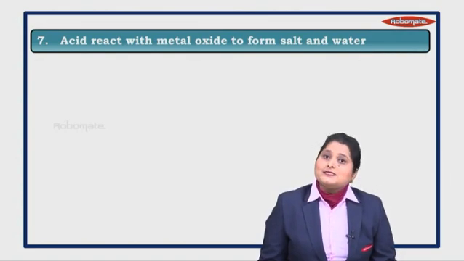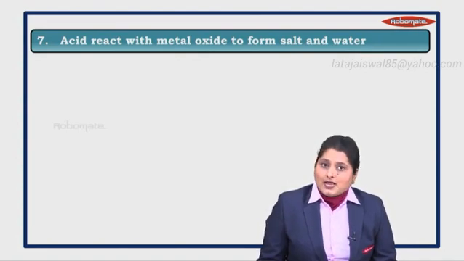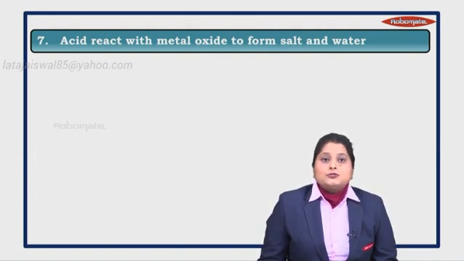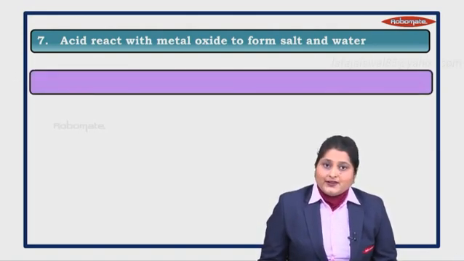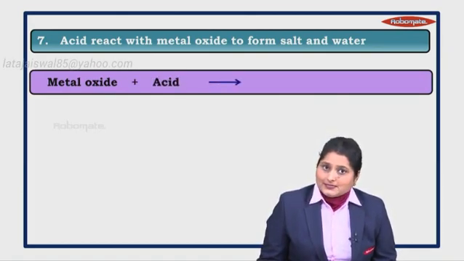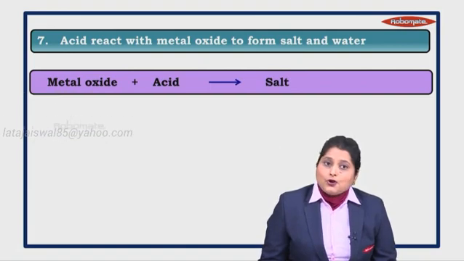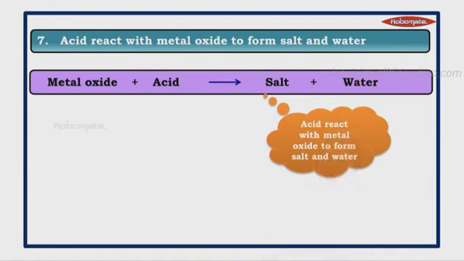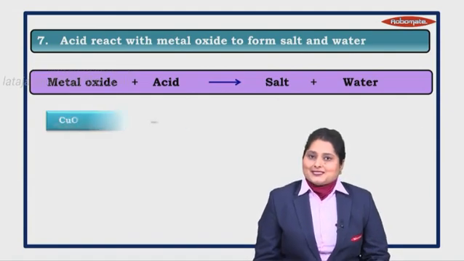We go ahead with the study of the seventh property. What happens when acid reacts with metal oxide? Whenever acid reacts with any given metal oxide, it forms salt and water. So we write, whenever acid reacts with metal oxide, there is a formation of salt and H2O, that is water. Let's put this in the form of a chemical reaction. Acid reacts with metal oxide to form salt and water. Keep that in mind. So we write the reaction for this.